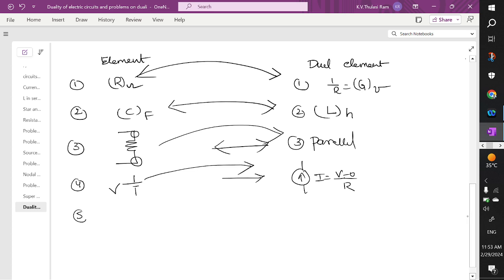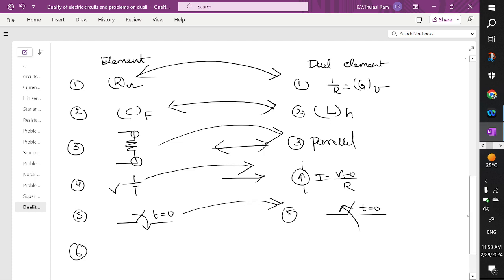So coming to the next one, let us take this. We have a switch like this, and the switch is closed at t equal to 0. Here you have a switch, and the switch is opened at t equal to 0. So the dual of switch closing is the switch opening.